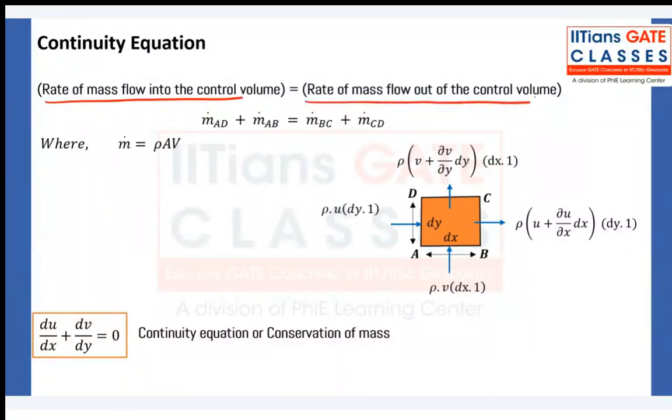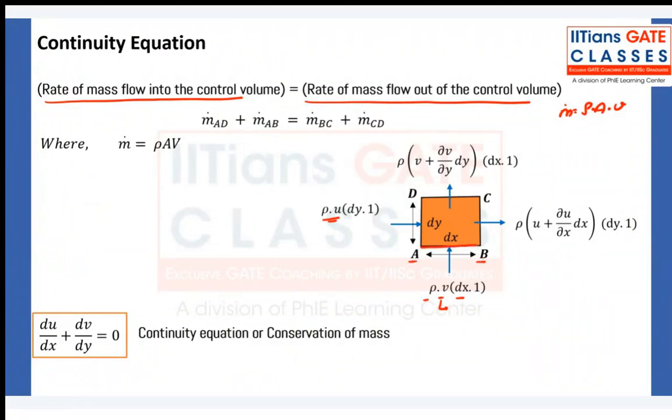It can enter in the x direction and y direction. In the x direction from AB, it is entering with mass flow rate density times velocity times area, rho A V. V is the velocity in the y direction in the x plane. If we talk about the vertical direction, it is the y direction. This is the x plane and y direction.